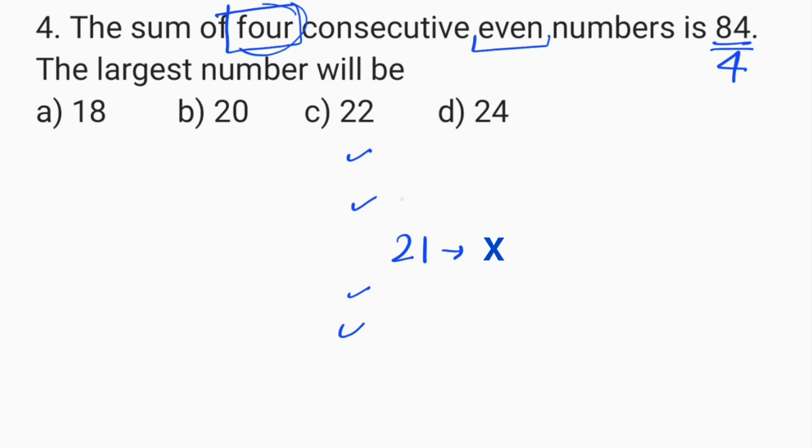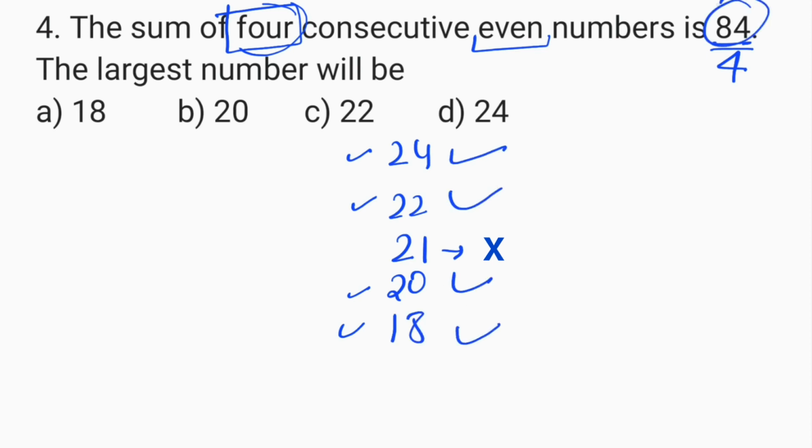Alright, now more than 21, what even numbers are there? 22 and 24. Okay, and less than 21, 20 and 18. So if you add these four numbers, you will get 84. What is asked? The largest number. So 24 is the largest number. This is our answer.